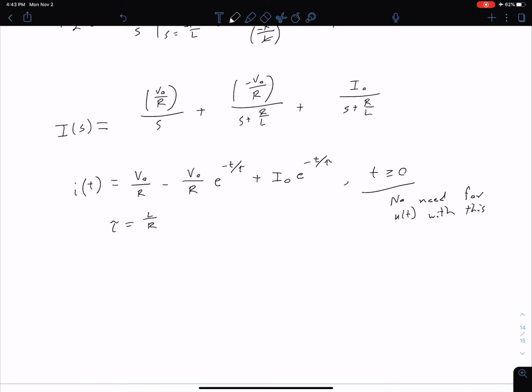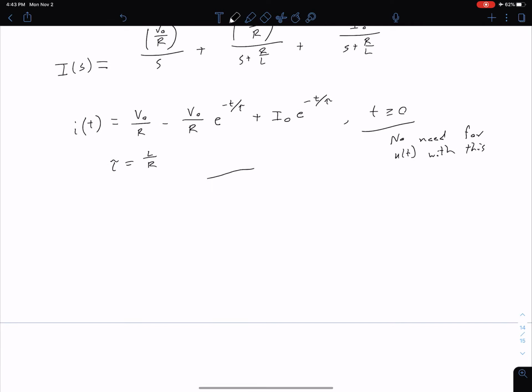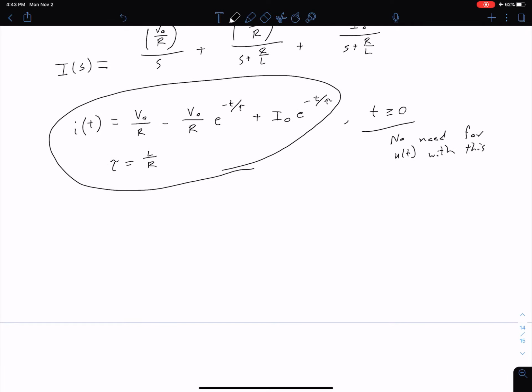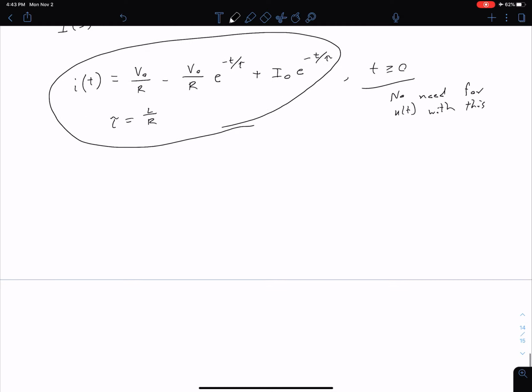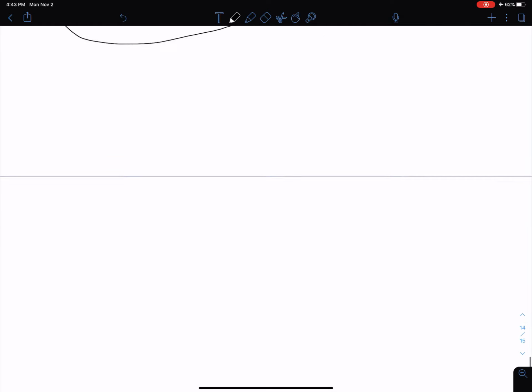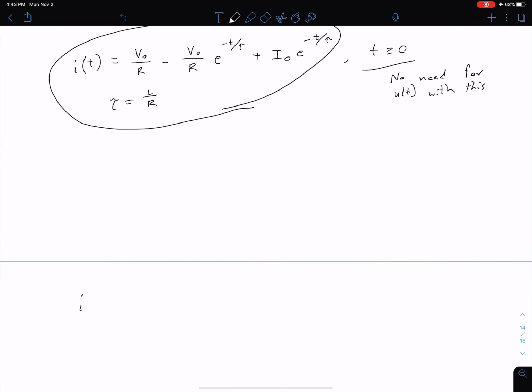And so we can actually take this a step further, and let's look at this equation a couple different ways by grouping the terms a little differently. So let's first of all say we can write this as i of t is equal to, and let's group the two terms that are being multiplied by a decaying exponential. So we have I naught minus V naught over R, and both of those are multiplied by e to the minus t over tau. And then our other term is just the plus V naught over R.